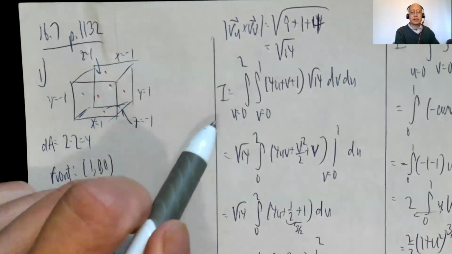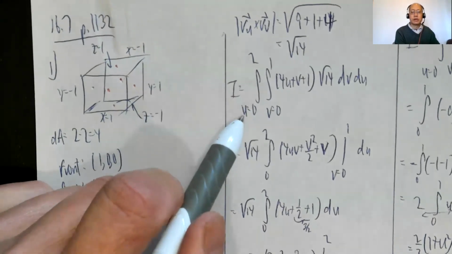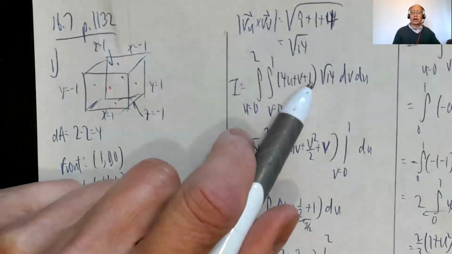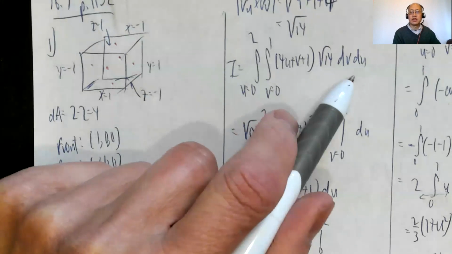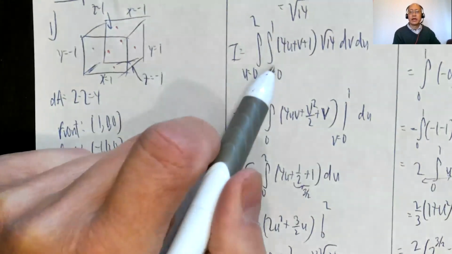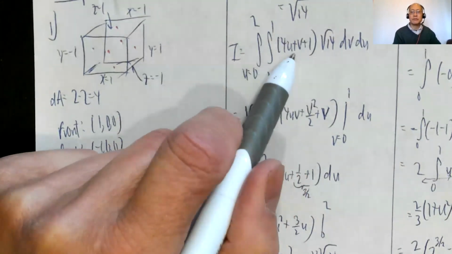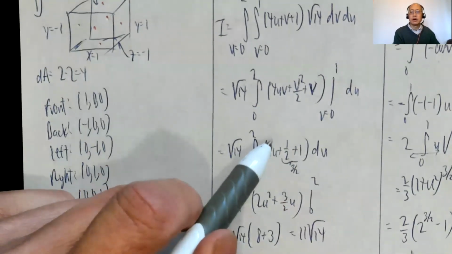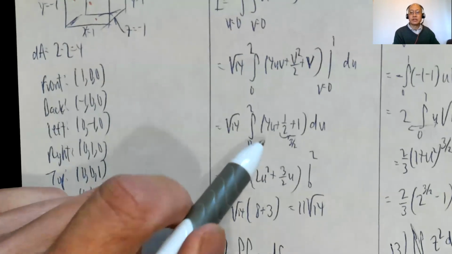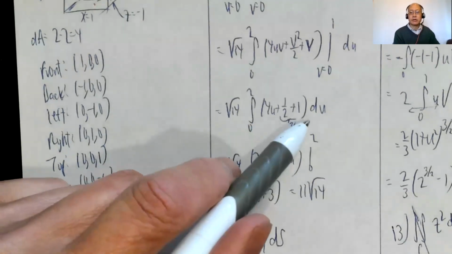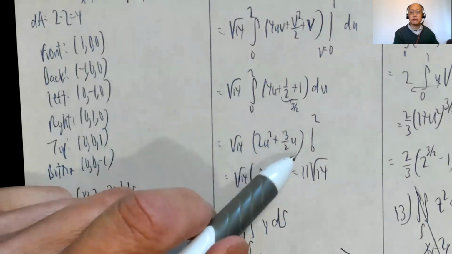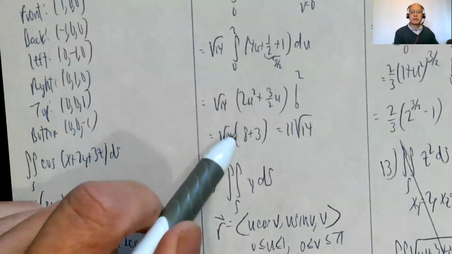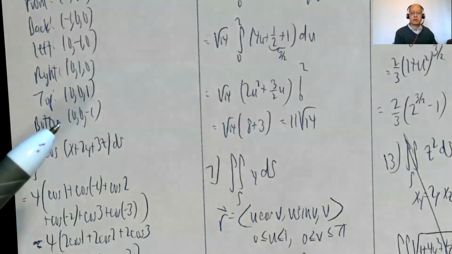All right, so the integral is the double integral from u equals 0 to 2, v equals 0 to 1, of 4u plus v plus 1 times radical 14, the Jacobian, dv du. Take out the radical 14 and integrate with respect to v. So 4uv plus v squared over 2 plus v. Plug in 0, you get 0. Plug in 1, you have 4u plus a half plus 1. That's 3 halves. And I integrate with respect to u. So that's 2u squared plus 3 halves u from 0 to 2. Plug in 0, you get 0. Plug in 2, you get radical 14 times 8 plus 3, 11 radical 14.